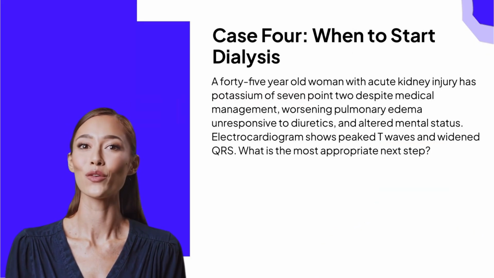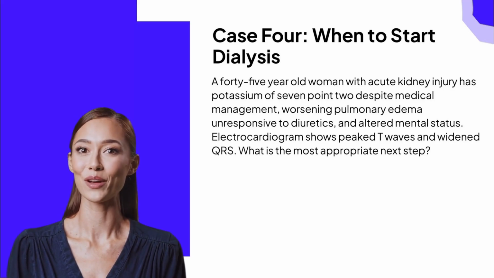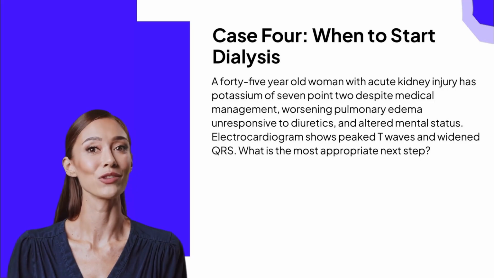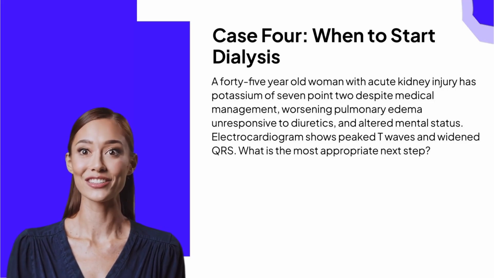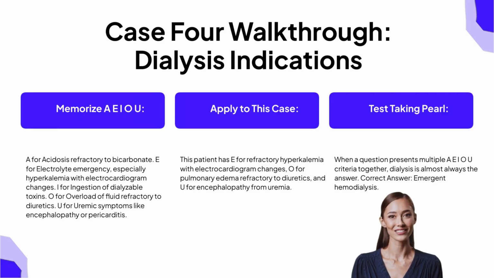This 45-year-old woman has potassium of 7.2 despite medical management, pulmonary edema unresponsive to diuretics, altered mental status, and electrocardiogram changes including peaked T waves and widened QRS. What is the most appropriate next step? For dialysis indications, memorize AEIOU.